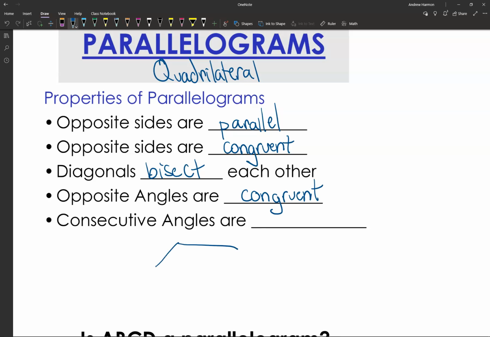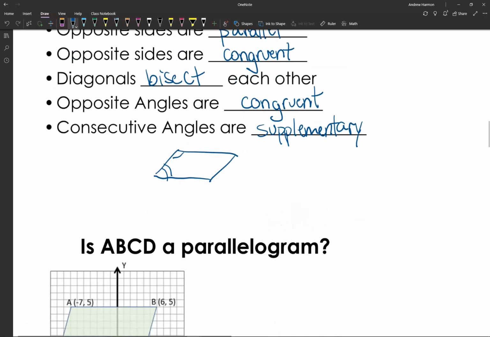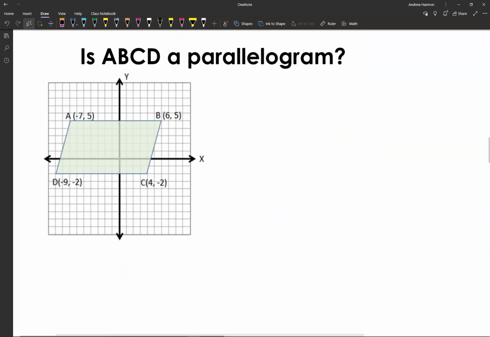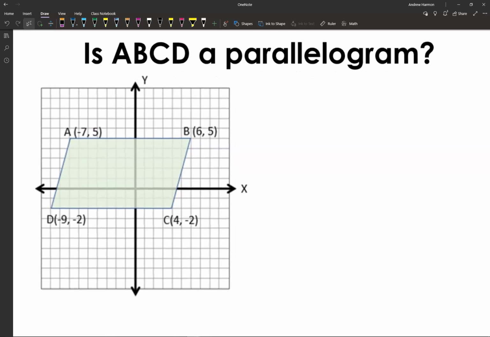And consecutive angles, meaning angles that are on the same line. So if we had a parallelogram here, consecutive angles would be this angle and this angle. Those are supplementary. To prove these properties on the coordinate plane, let's take a look at the easiest way to do this. So, is ABCD a parallelogram? The easiest way to do this is we just have to prove one of those properties to be true. If one of them is true, then they're all true. So the easiest one to prove is, are opposite sides parallel? So if we can prove that, we can prove that it's a parallelogram.